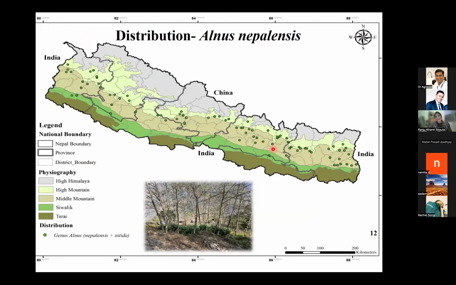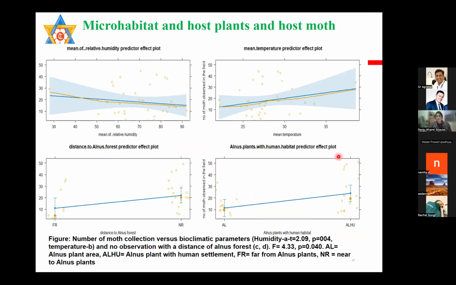And so our next step was to look into the distribution of these plants in Nepal, and we found that these plants were also distributed in a similar ecological belt to that of those moths. We also looked into the microhabitat of both this host plant and the host moth: the suitable humidity, the suitable temperature, and how close the human habitat is to the Alnus forest, as this is prone to SHAPU development. And we found that they were closely connected.